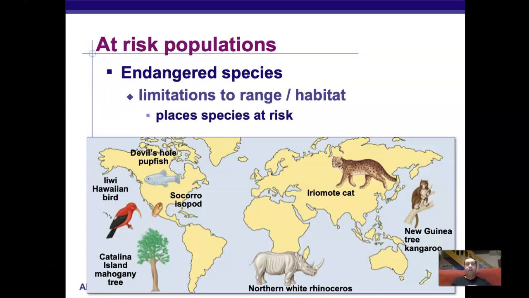So one of the things we study a lot are at-risk populations, endangered species. What are the places that species are at risk? One of those places is Madagascar. Almost every species on Madagascar is at risk today. But you can see a few examples here. What are the things that limit their range or make their habitat smaller, like habitat loss, things like that?